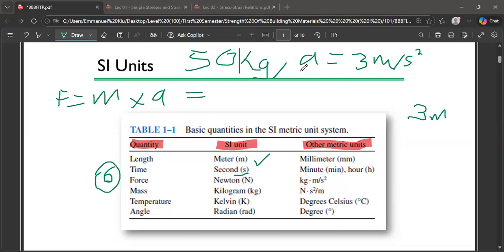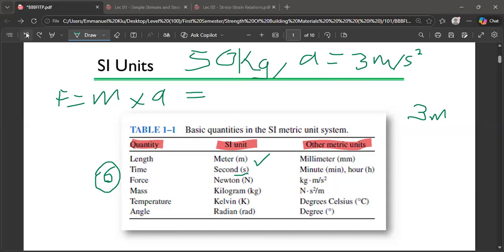So if you are supposed to calculate your force, what do you think it is going to be? You are going to multiply the 50 times the 3. So 50 times 3, what are you going to get?